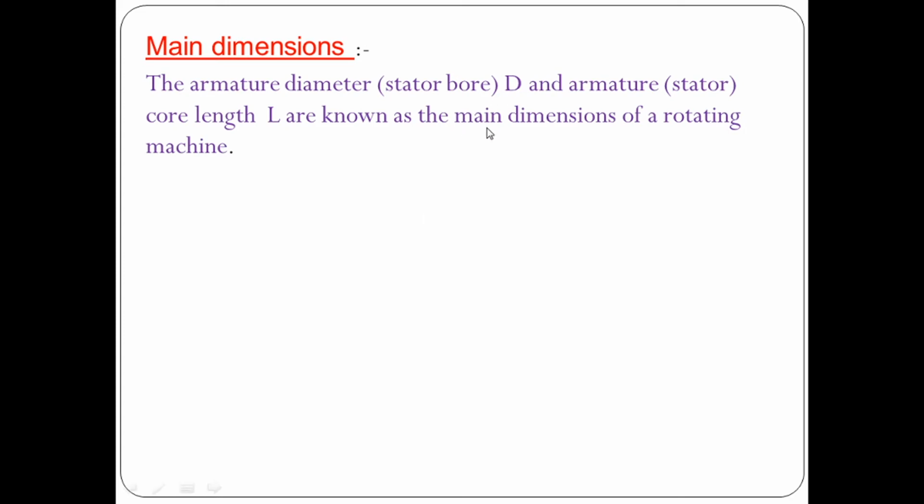So what are the main dimensions present in the induction motor? The armature diameter or stator bore, that is capital D, and the armature or stator core length, that is L, are the main dimensions of a rotating machine.